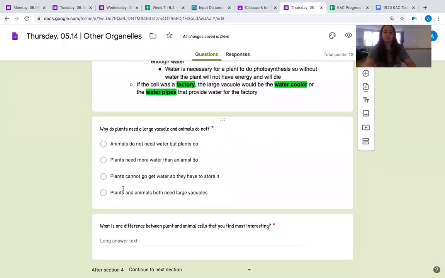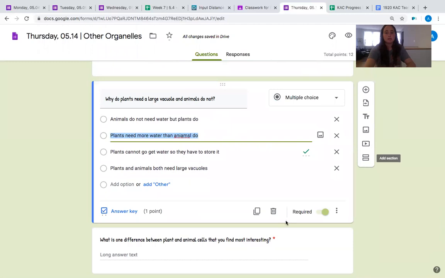Two quick questions here. Why do plants need a large vacuole and animals do not? A, animals do not need water, but plants do. B, plants need more water than animals do. That is a typo. Oops, and I've just showed you the answer. My bad, but we'll talk about it. So if you've made it this far in the video, you deserve to have the answer. So plants need more water than animals do.